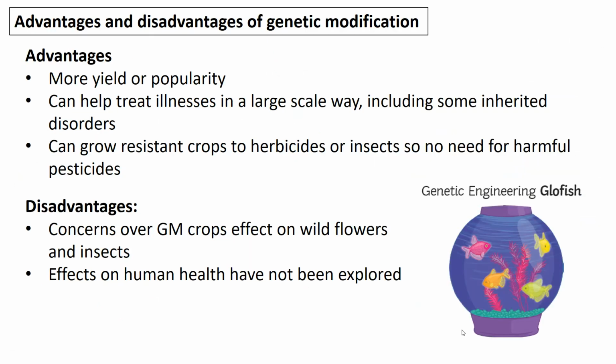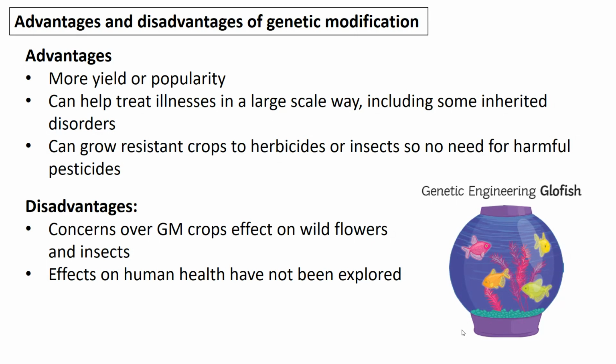Some advantages and disadvantages of genetic modification: genetic modification is generally a really good thing for increasing yield or popularity of things. It can be used to help treat illnesses in a large-scale way, including some inherited disorders, as well as producing insulin for diabetics. You can also grow crops resistant to herbicides, as we've seen, or insecticides, so you don't have to use those harmful pesticides. You can even now genetically modify organisms to be resistant to climate change, so that they can be more resilient in drought conditions or in flooding environments.